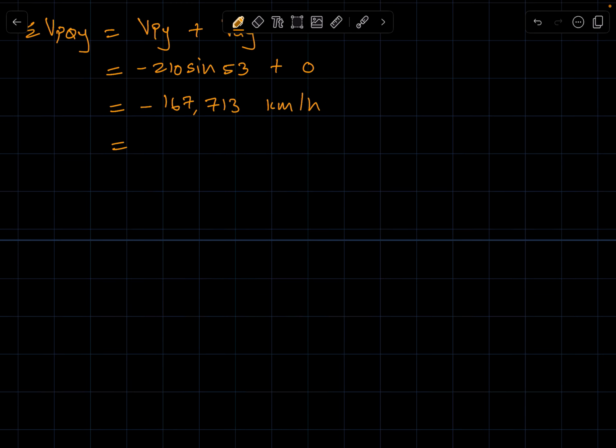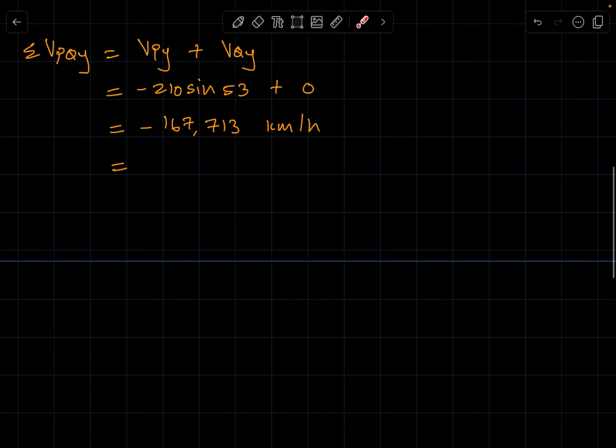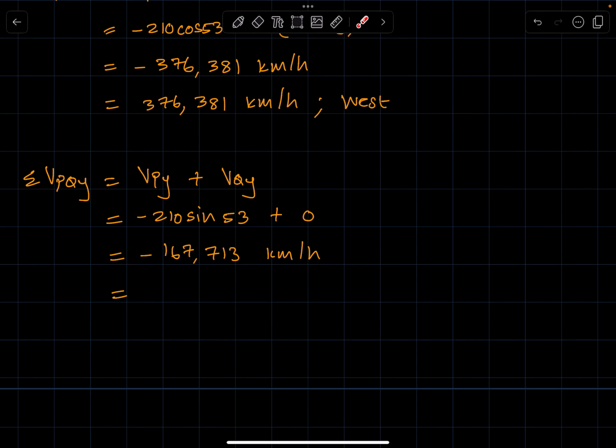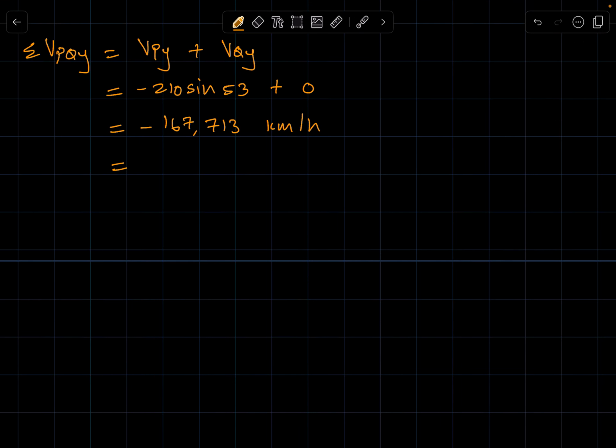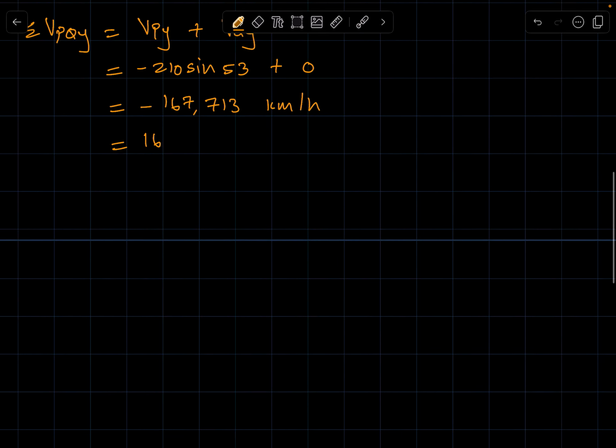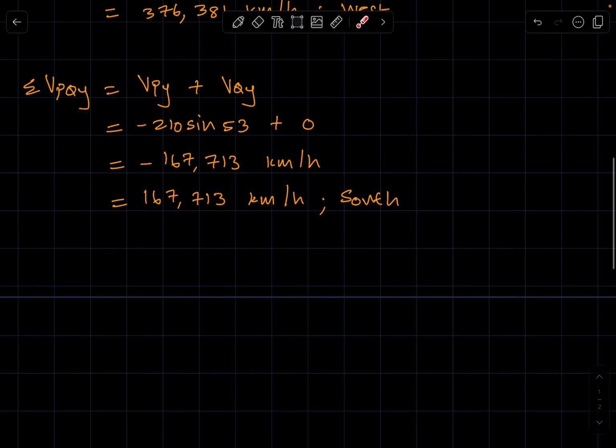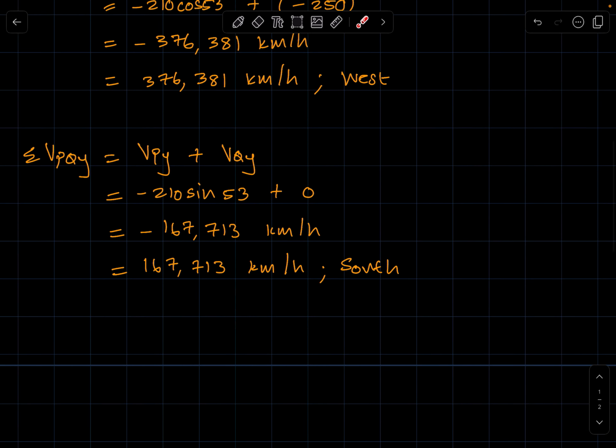Again, the sign here tells us the direction of this component. So saying that the component is a y component, because it's negative, it then means that it is headed south. So you then say here, this is actually 167,713 kilometers per hour going south. The direction of the components is important when having to determine the resultant, or the velocity that we are looking for.